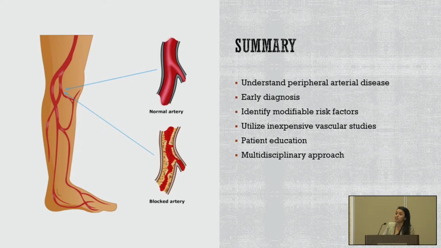So in summary, understanding the basics of peripheral arterial disease, making an early diagnosis or having a high index of suspicion in this patient population, identifying modifiable risk factors that we can help with or that patients can modify themselves at home by changing their lifestyles, utilizing these inexpensive vascular techniques, doing a thorough lower extremity examination, especially establishing a good vascular assessment, educating our patients to increase compliance, and utilizing our colleagues and teams outside of our own specialties.